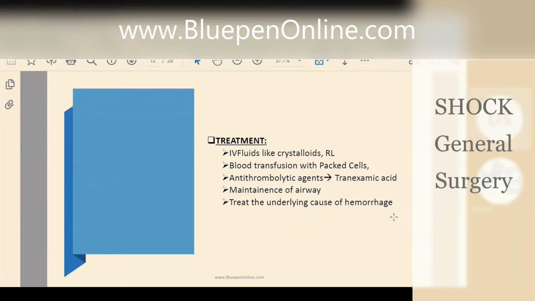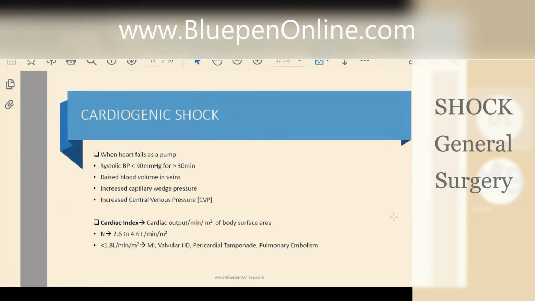The next type of shock is cardiogenic shock. When the heart fails as a pump, it causes cardiogenic shock. These are the features: systolic BP will be less than 90 mmHg for greater than 30 minutes. Then there will be raised blood volume in the veins, increased capillary wedge pressure, that is the blood pressure in the lungs, and increased central venous pressure. Increased central venous pressure is a sign of cardiogenic shock, where the central venous pressure is measured in the internal jugular vein by putting a central line, and that will help you identify.